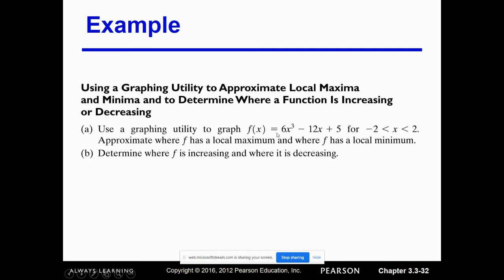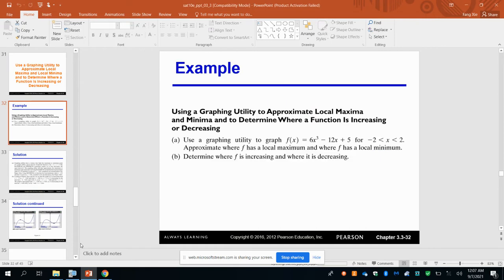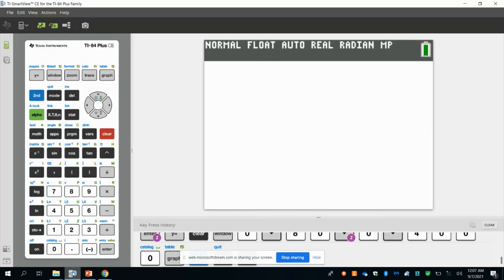F of x equals 6x to the third power minus 12x plus 5 for x in this range, -2 less than x less than +2. Approximate where the function has a local maximum and where the function has a local minimum. That's A. B, determine where the function is increasing and where it is decreasing. All right, so we need to use the graphing calculator. Let me get an emulator running.